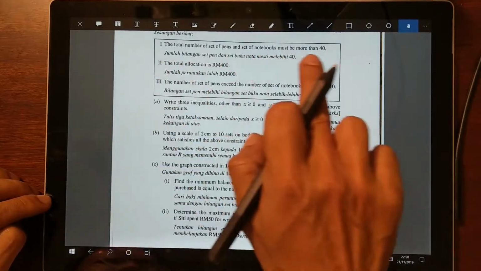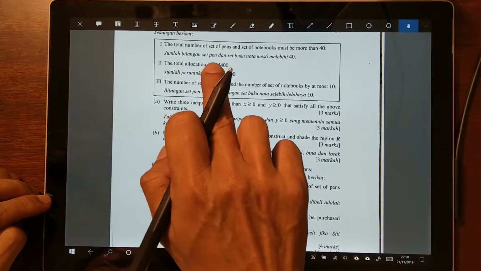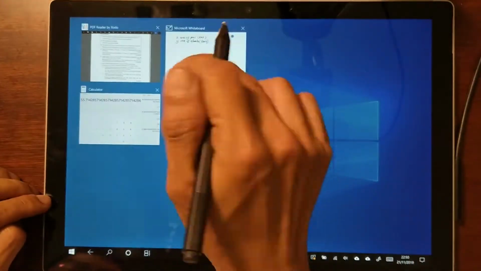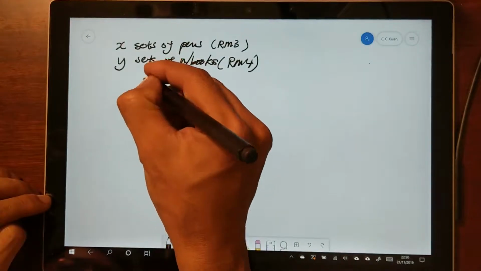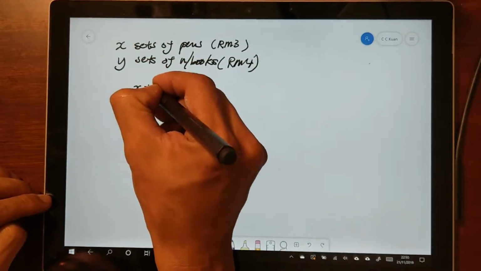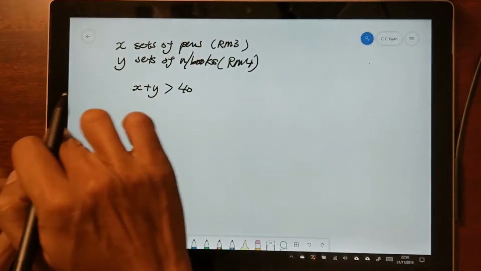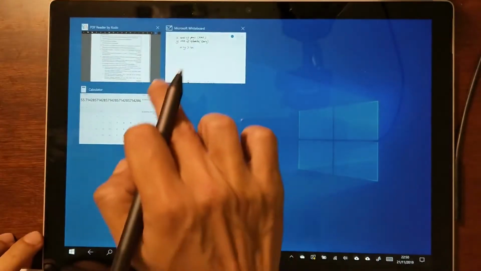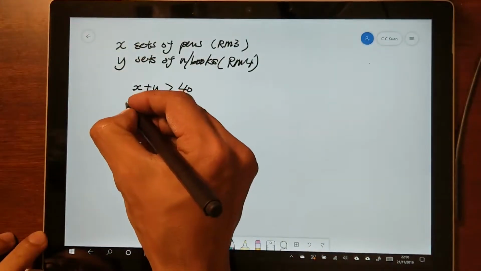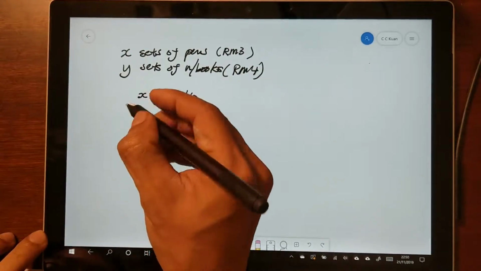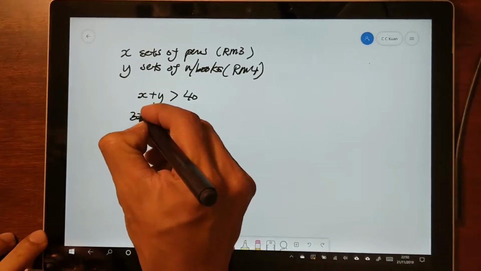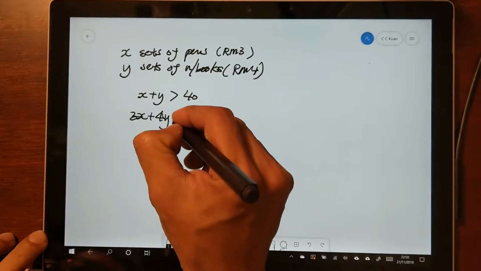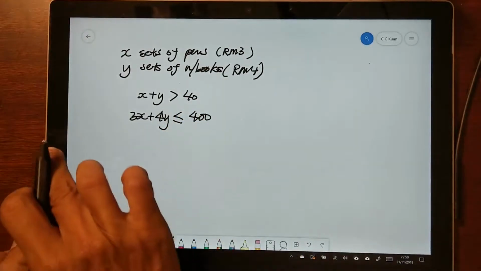Okay, so here are your linear programming equations. The total number of sets of pens and sets of notebooks must be more than 40. So obviously x plus y has to be more than 40. That's your first constraint: x plus y needs to be more than 40. And your second constraint is the total allocation is 400 ringgit. So obviously 3 ringgit for x, so 3x, plus the cost of notebooks, which is 4y, has to be less than or equal to 400, because that's your budget.